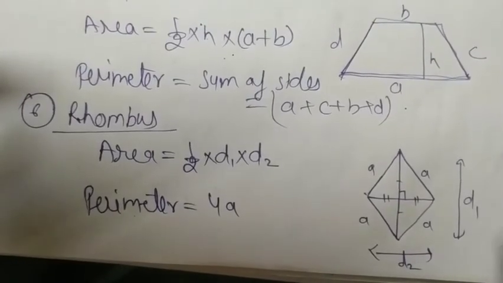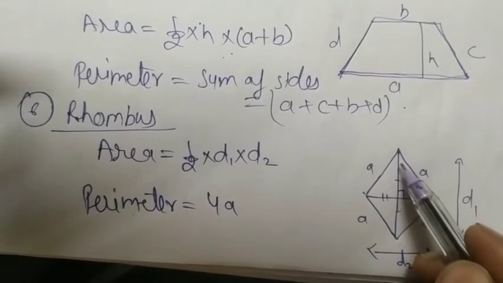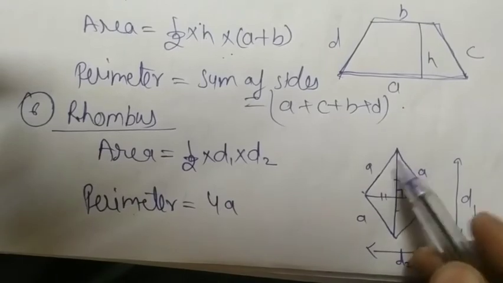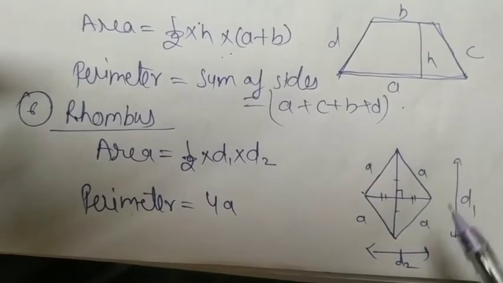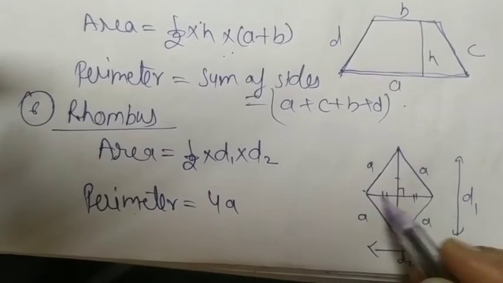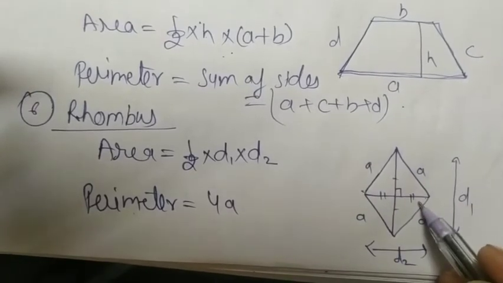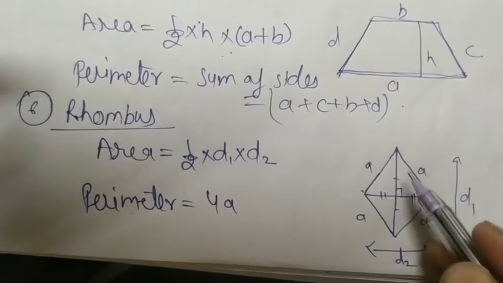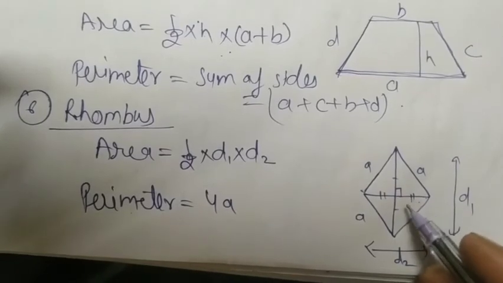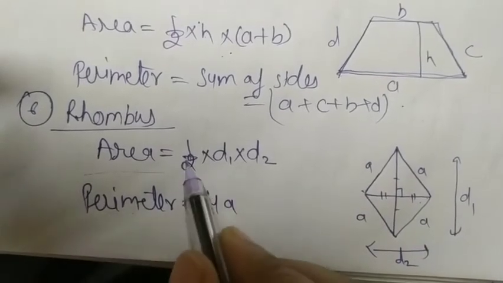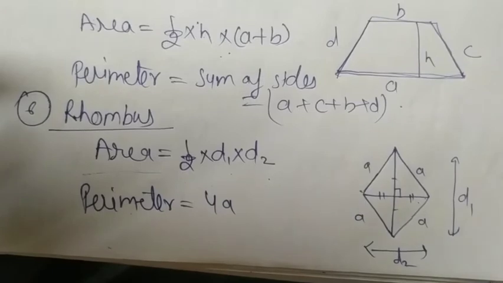Rhombus. Rhombus is where all the sides are equal and these angles are not 90 degrees. If the angle between two adjacent sides is 90 degrees, then that is a square. And this is a rhombus, so this angle is not 90 degrees. If we talk about the diagonals, then diagonals cut each other at 90 degrees and bisect each other. The area will be half of D1 into D2 and the perimeter is 4 times A, it means the sides.